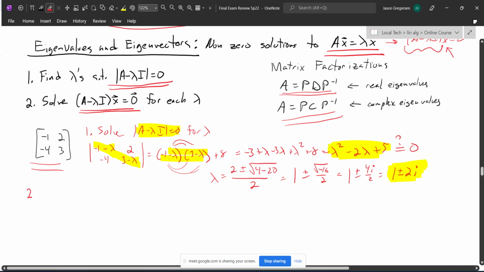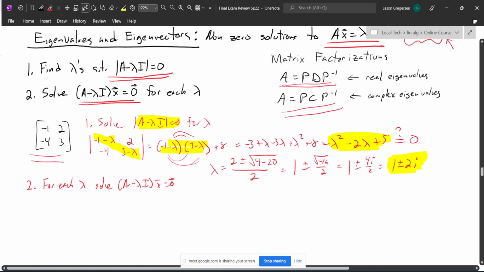All right, then my second step is, for each eigenvalue, I need to solve the associated matrix equation A minus lambda I times x equals 0. So to do that, I'm going to subtract my specific lambda value on the diagonals. So if lambda equals, and I'm going to use the negative eigenvalue, well, then I would have negative 1 minus the quantity 1 minus 2i, 2, negative 4, and 3 minus 1 minus 2i, augmented with 0.